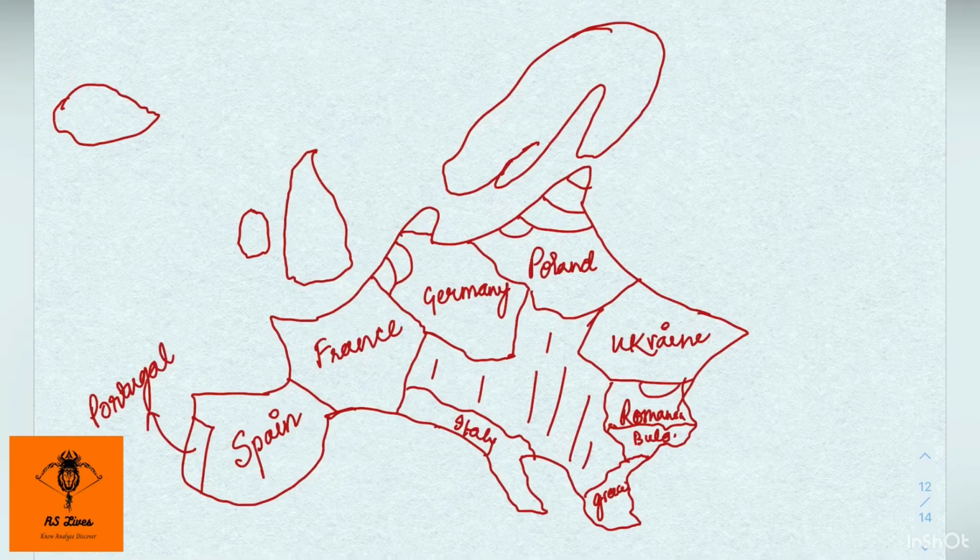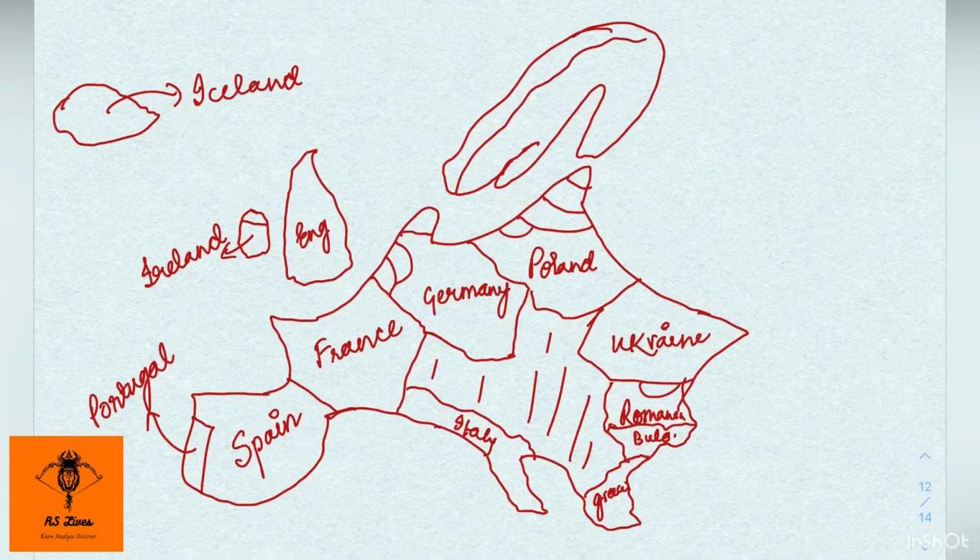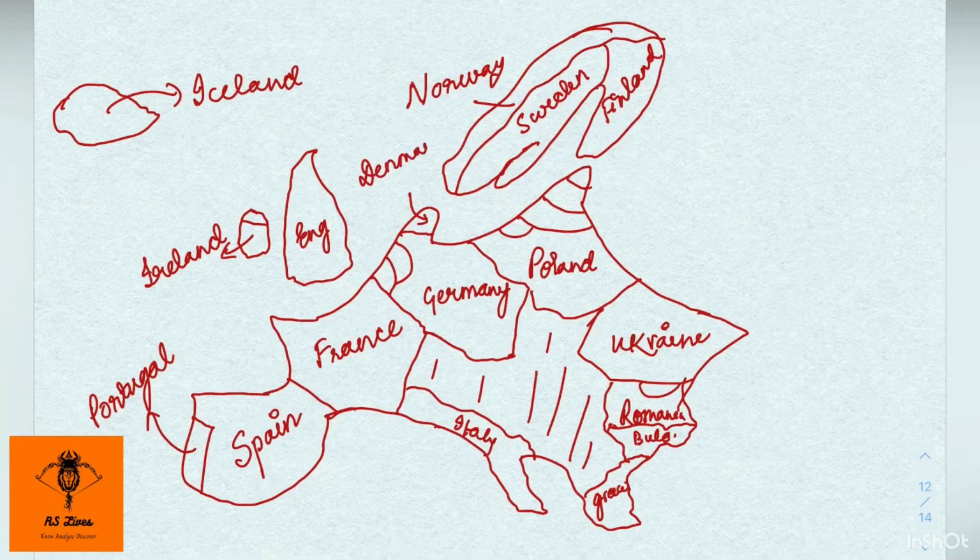We have England. Here this portion is Ireland. This fish is actually Iceland. Now separating one part of it and then this area, these three countries are actually Norway, Sweden and Finland. This hump over here is Denmark.